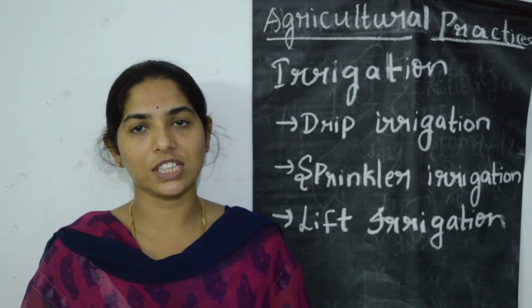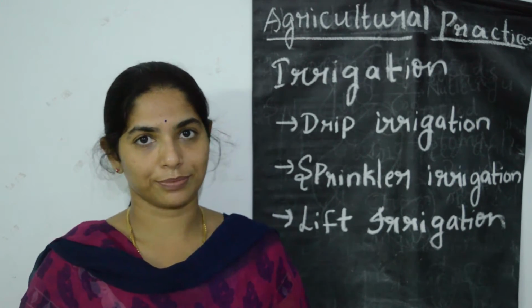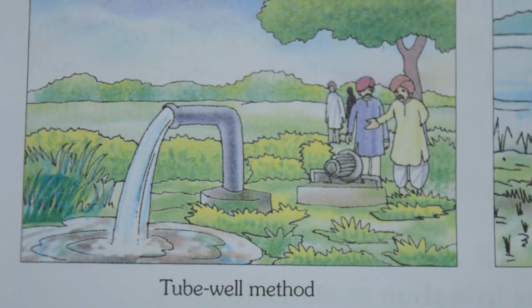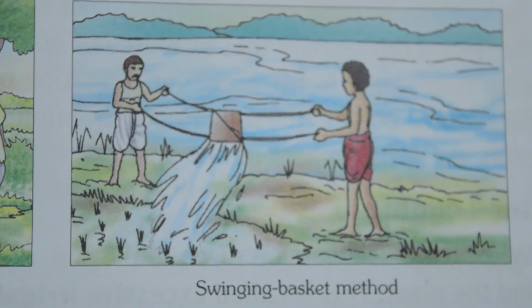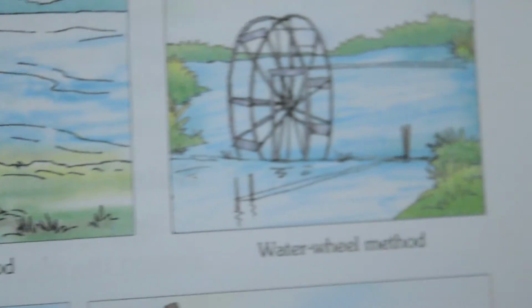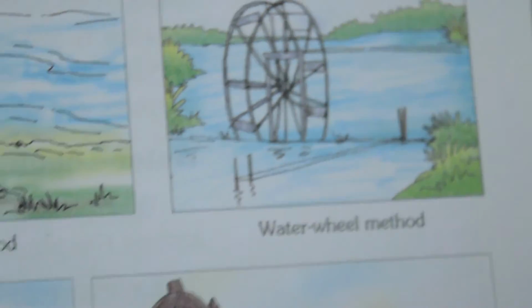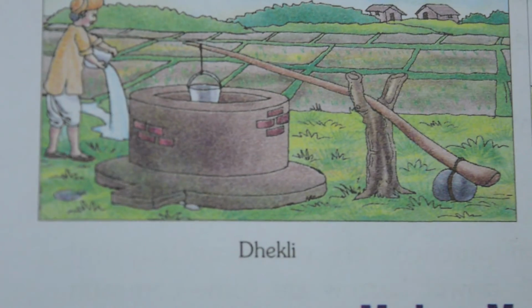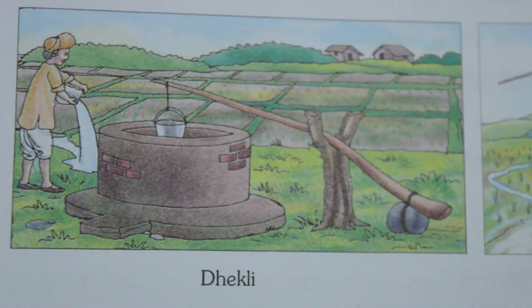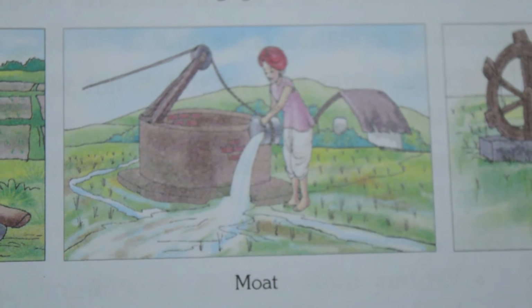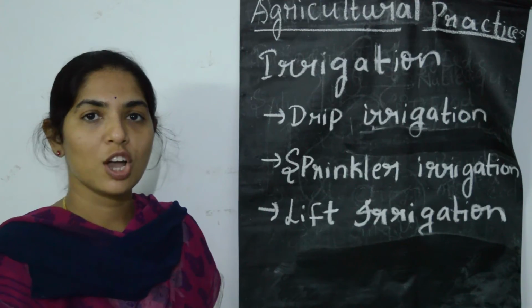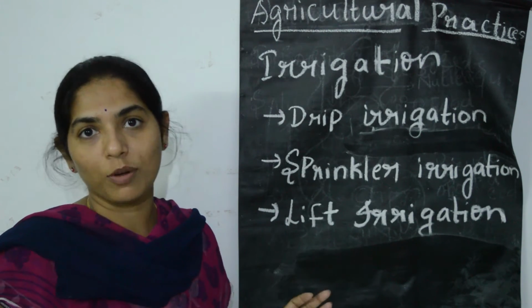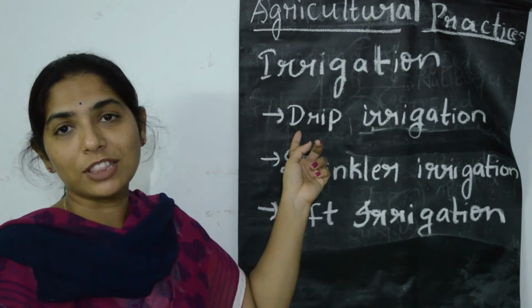Now, first we will see the traditional methods of irrigation. Here are the pictures for traditional methods of irrigation. The first method is the tube well method. The second method is the swinging basket method. The third one is the water wheel method. The fourth one is dhekli. Fifth, moat. Sixth, rahat.